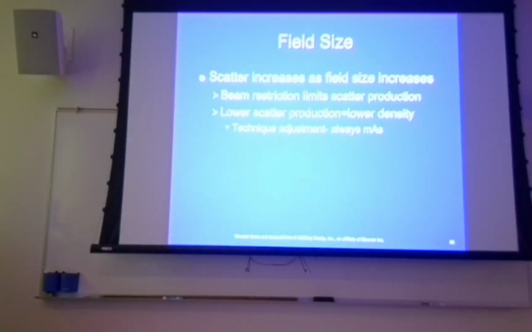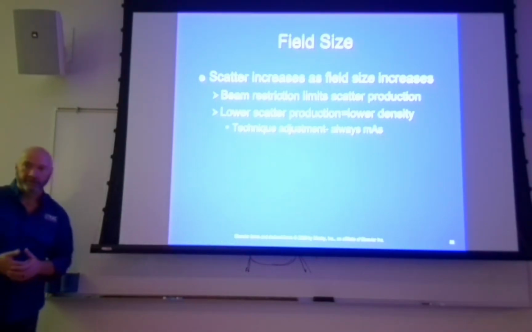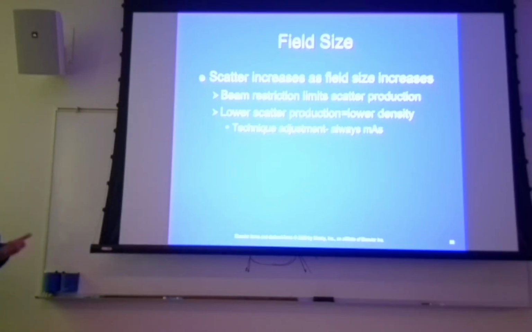Field size: as you increase your field size, you expose more tissue, and you create more scatter radiation, right? So beam restriction limits that scatter radiation. Lower scatter production equals lower exposure to the image receptor. So anytime that we introduce collimation or field size adjustment, it needs to come with a technique adjustment as well. You can kind of play around with this too.